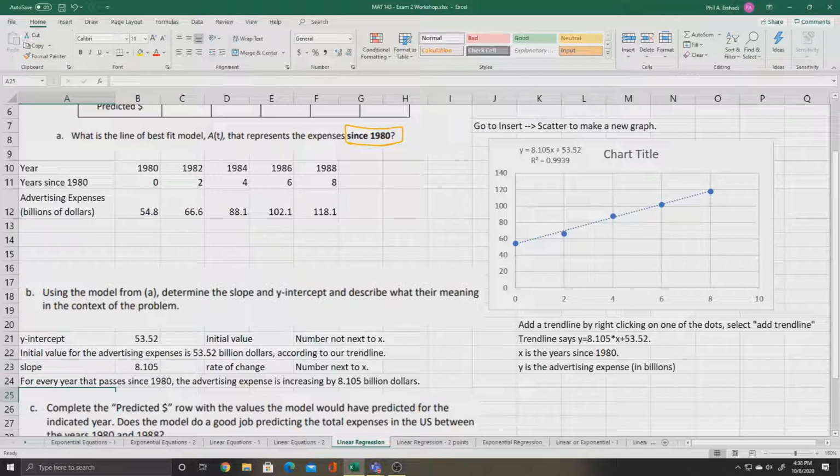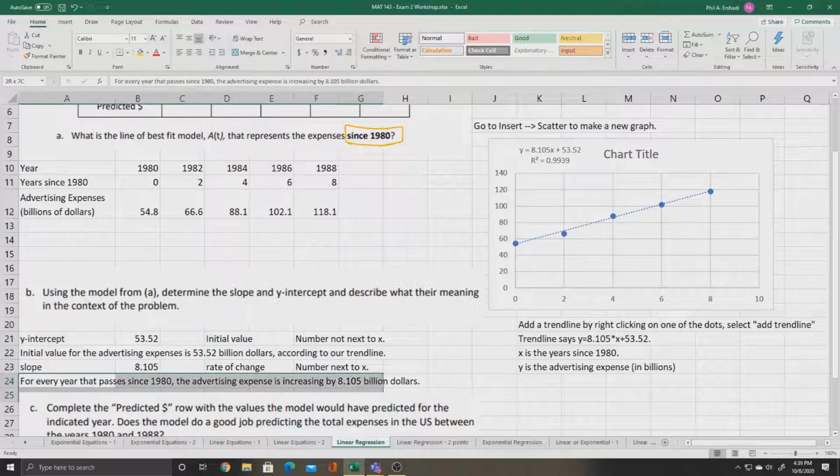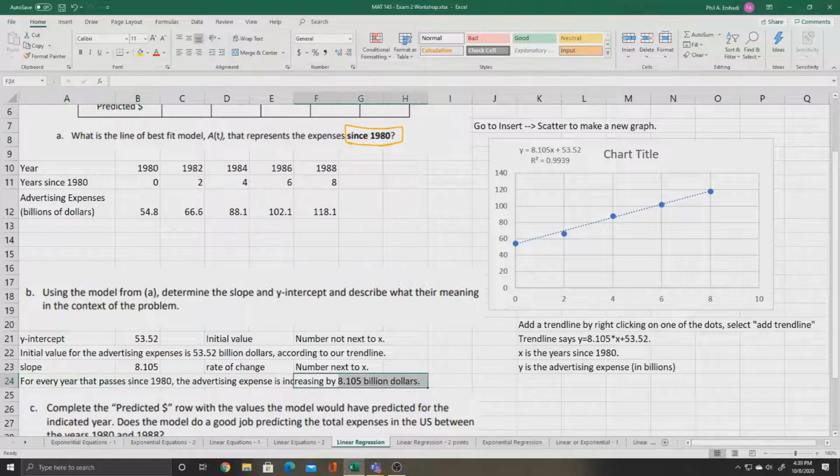So when they ask you to interpret, the y-intercept is always our initial amount, and the slope is always how fast the amount that we have is changing. So think of y-intercept as initial and slope as rate of change. There are a lot of different ways of stating this, but the way I state it is for every x that passes, the y changes by whatever this number next to x says, 8.105.